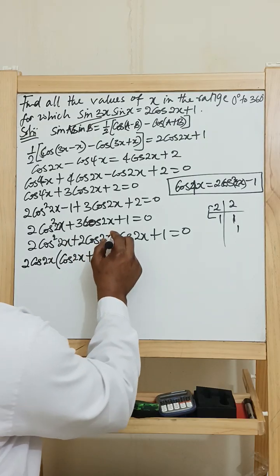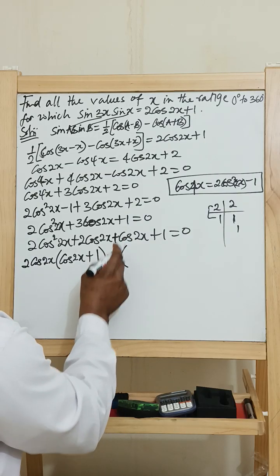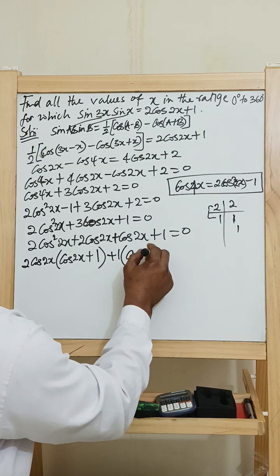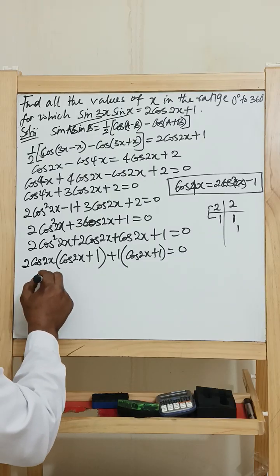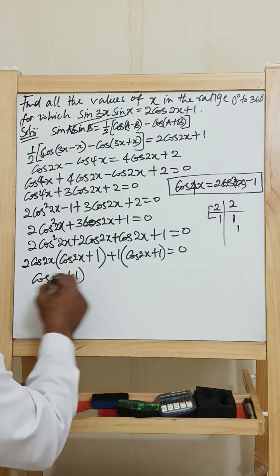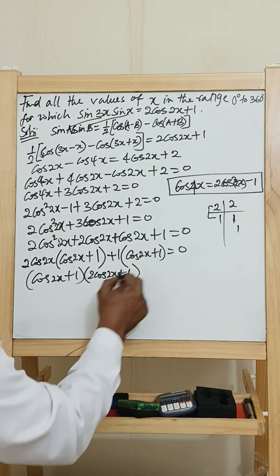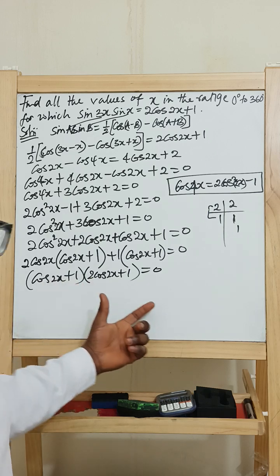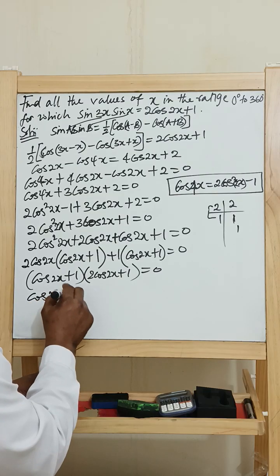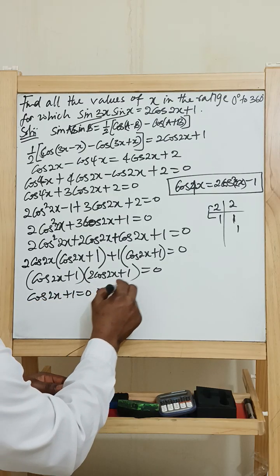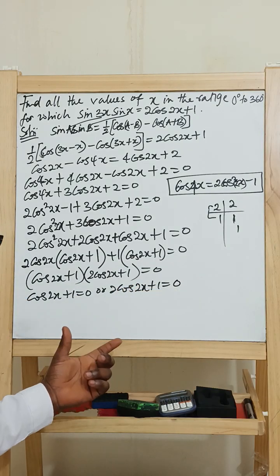Right? So what is common here? 1 is common plus 1 is common. Which is this and this. That will be cos 2x plus 1. Right? So we now factorize this out. That will be cos 2x plus 1. And here, 2 cos 2x plus 1 equals to 0. Right? Okay, so we now say cos 2x plus 1 equals to 0, or 2 cos 2x plus 1 equals to 0. Right? From here.